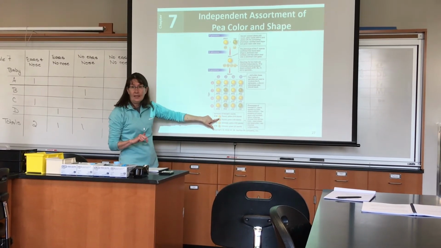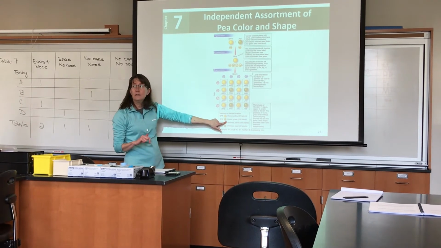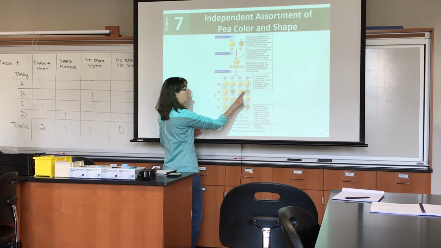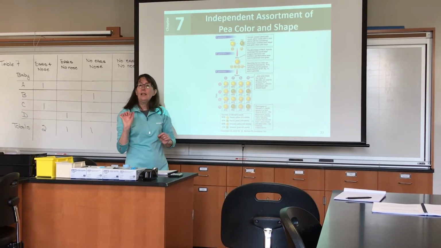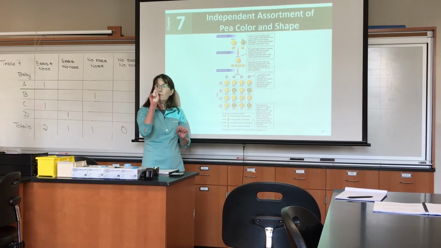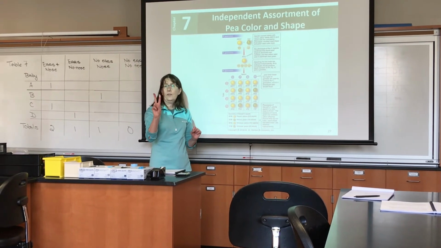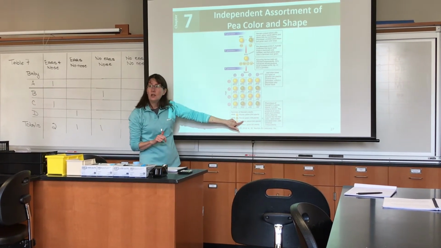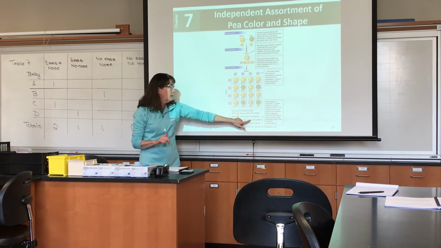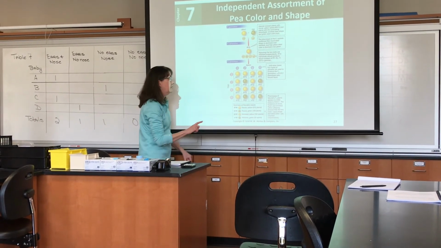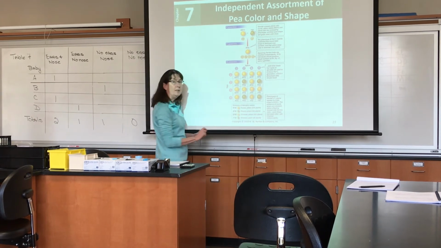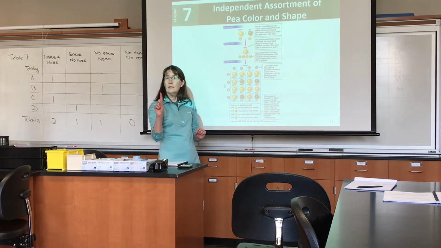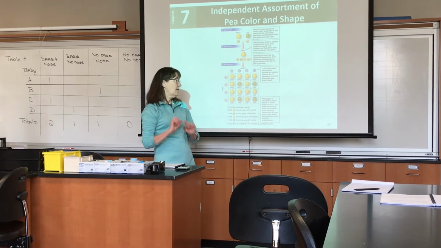Round is a dominant characteristic, green is the recessive color. When we count up those possibilities, we have 1, 2, 3. 3 out of 16 offspring will have 1 dominant characteristic with a recessive characteristic. Wrinkled is our recessive characteristic here, along with yellow, our dominant characteristic. When we count up those possibilities, we have another 3 that show the other dominant characteristic with the recessive.